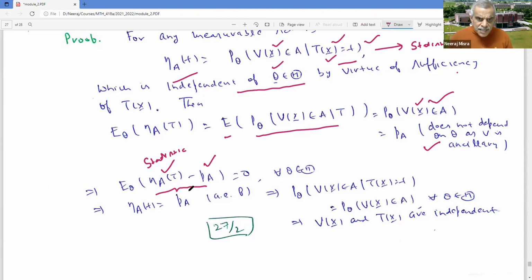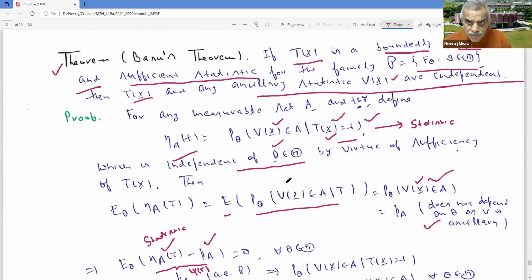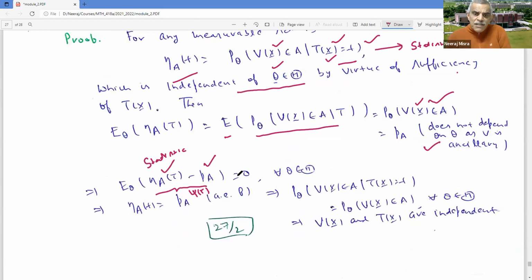You can consider this as some function of T, psi(T): eta_A(T) minus P(A) as psi(T). So what do you get? The expected value of psi(T) is 0 for every theta. But T is complete, because T was given to be sufficient and complete. So if the expected value of psi(T) is 0 for every theta, that implies that psi(T) should be 0 with probability 1. Psi(T) equal to 0 with probability 1 means eta_A(T) is the same as P(A) almost everywhere, that means with probability 1.